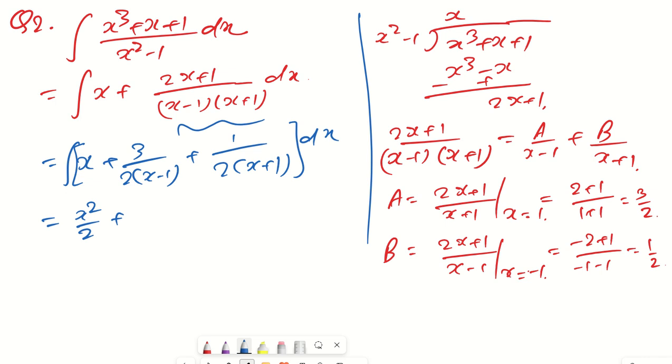So I can write it as 3 by 2 times log of (x minus 1), plus this is 1 by 2 times log of (x plus 1). So you can see log of (x minus 1) and (x plus 1), plus some constant, let us say c. So this is the complete solution of this particular question. Okay.